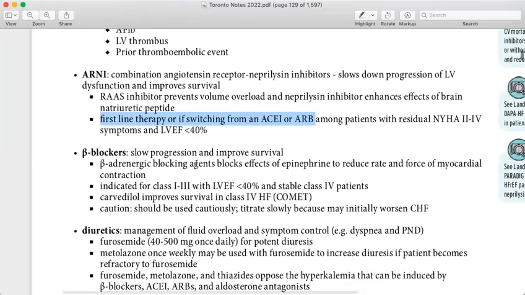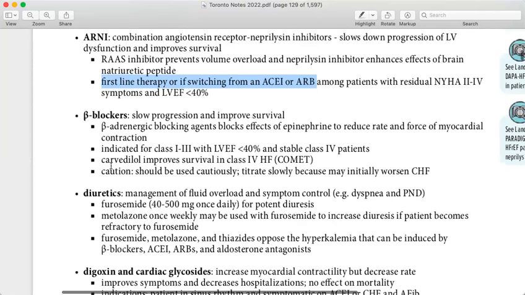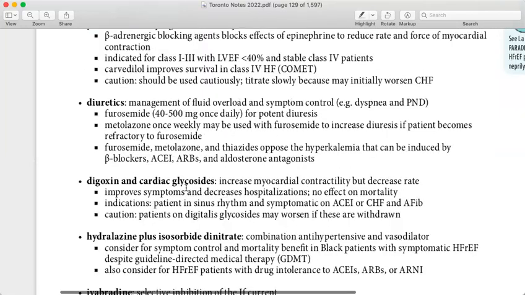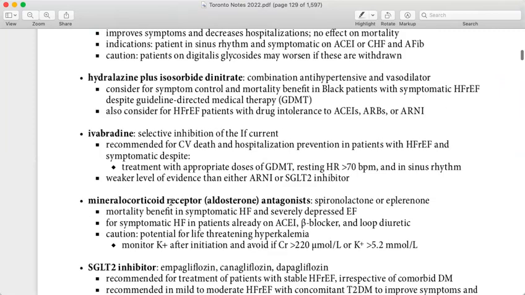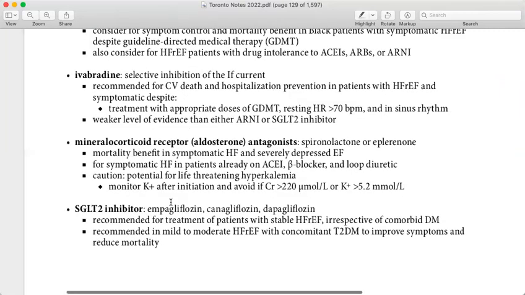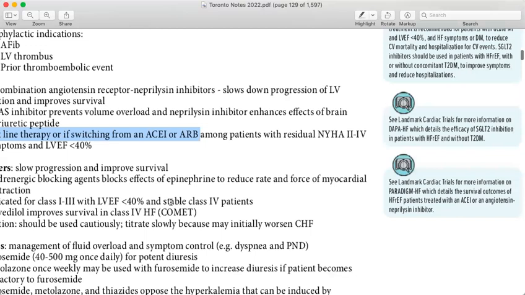Then coming to the beta blocker, because a lot of people start using it after ACE inhibitors, thinking beta blocker is the second line, but it is not. Beta blocker is not the second line. Then indication of the class 2, carvedilol improves survival in the fourth class, and then caution should be used. Then diuretics, then digoxin and cardiac glycosides, hydralazine plus isosorbide dinitrate, ivabradine. Then mineralocorticoid receptor antagonist, and SGLT2 inhibitor if the patient has a diabetic condition.